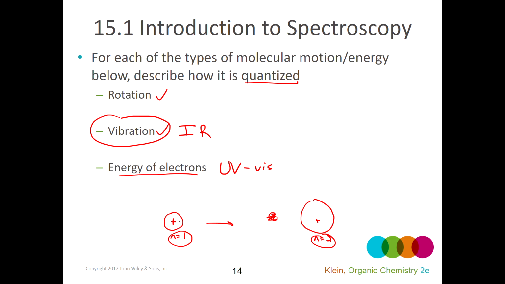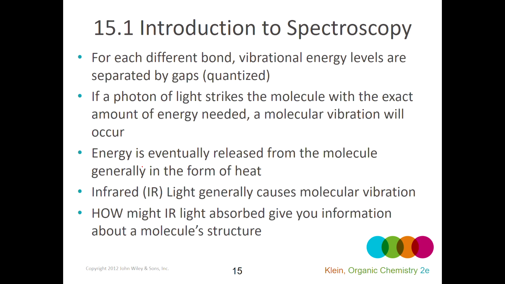I can't move the electron one tiny bit out. It either is in n equals 1 or it's in n equals 2. There's no in between. And that type of behavior is also true for rotation of bonds. Microwave radiation causes rotation of bonds. It's also true for vibration of bonds. So if I want to stretch a bond or bend a bond angle, that requires a very specific quantity of energy. Not just any old quantity of energy will do. And that's really convenient because we can take advantage of how the quantity of energy relates to the types of bonds that are present, and that gives us information about the structure of the molecule.